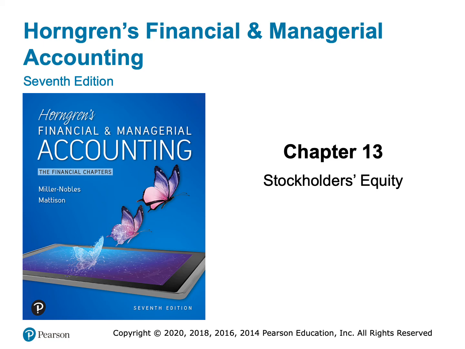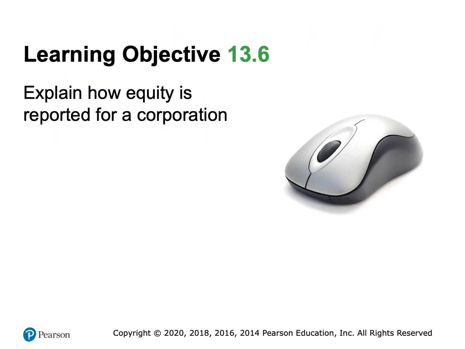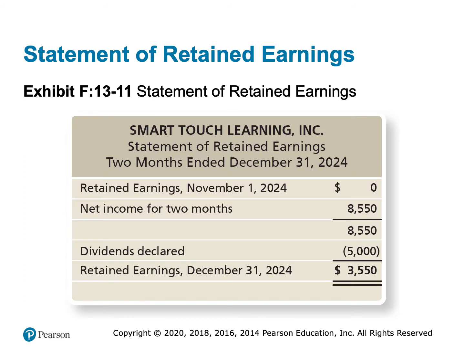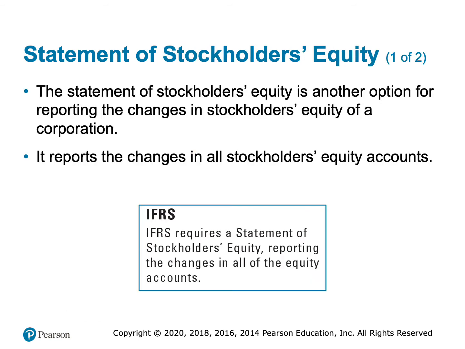So we skipped objective 5, so we're going to jump straight into objective 6 and then finish up with objective 7. So let's look at how the equity is reported for a corporation. We've looked at the statement of retained earnings before. Remember that dividends declared account, or the cash dividends account, however it's being called. This is the same dividends account that we debited on the date of declaration when we recorded the dividend. So that shows up on the statement of retained earnings.